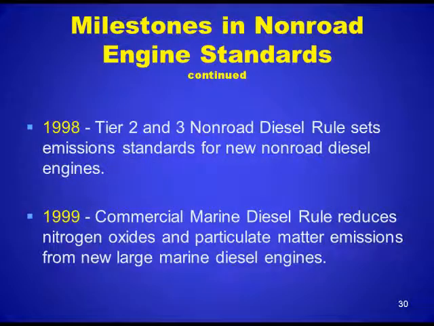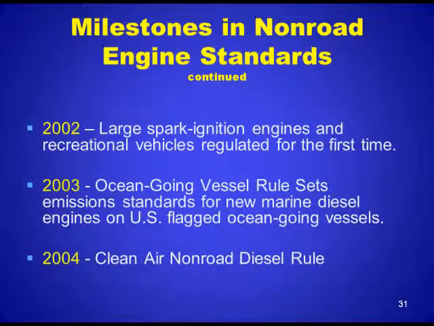Additional milestones in non-road engines. In 1998, the Tier 2 and 3 non-road diesel rule set emission standards for new non-road diesel engines. In 1999, the commercial marine diesel rule reduced nitrogen oxides and particulate matter emissions from new large marine diesel engines. In 2002, large spark ignition engines in recreational vehicles were regulated for the first time. In 2003, ocean-going vessels were regulated by the Ocean-Going Vessel Rule. And in 2004, we had the Clean Air Non-Road Diesel Rule.